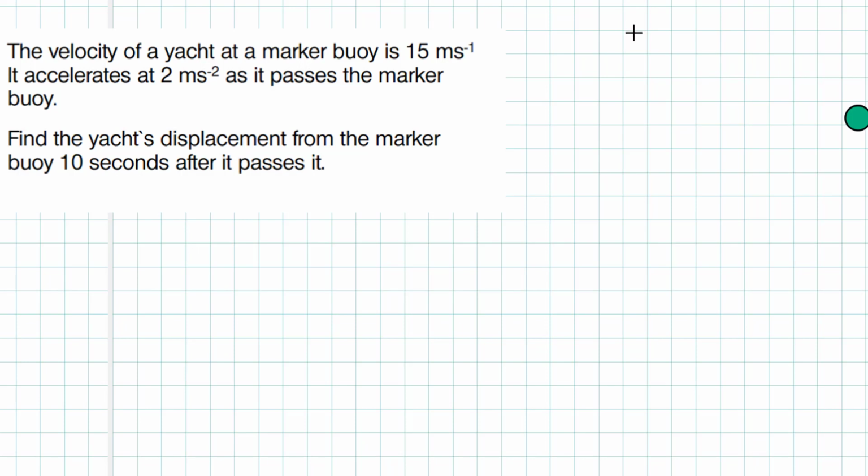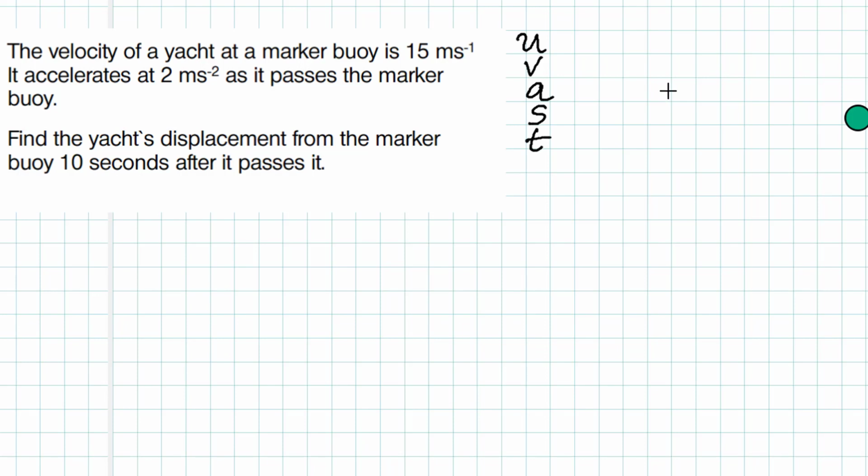Well, once again, we stick to a routine. We put down our ordered list of all our kinematic variables: u, the initial velocity, v, the final velocity, a, the acceleration, s, the displacement, and t, the time. Read the question again and fill in as much data as you can.